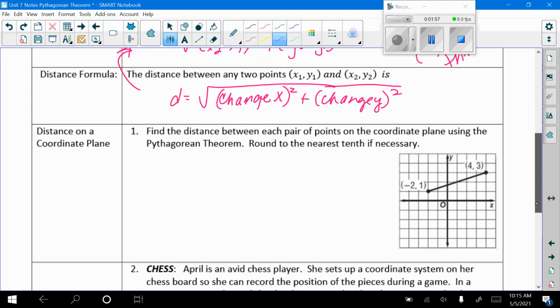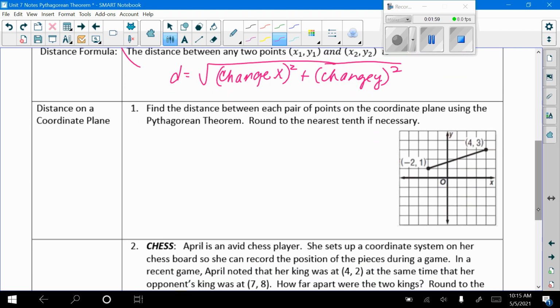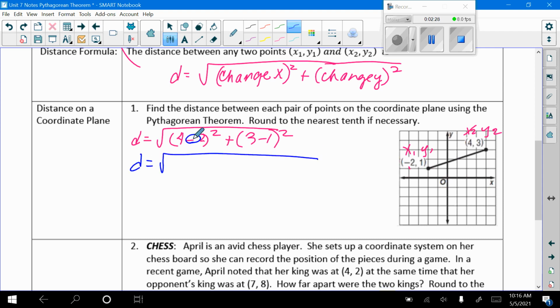So in this next one, I'm going to do it both ways. I'm going to do the distance formula as well as by counting. So the distance formula says, I'm just setting it up. This is x1, y1, x2, y2. If I were to take on my x's, 4 minus the -2, and I were to take my y's, 3 minus 1. My next step would be d is equal to the square root of, this gives me a plus, so I would have 6 squared plus 2 squared.